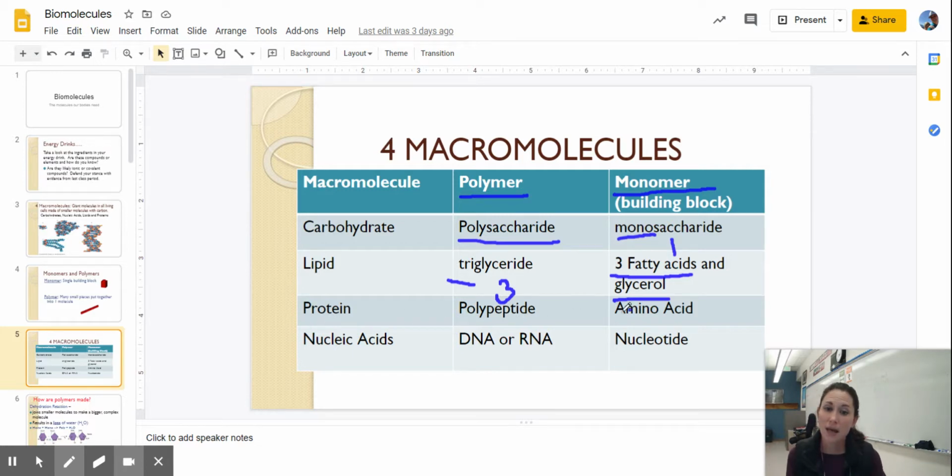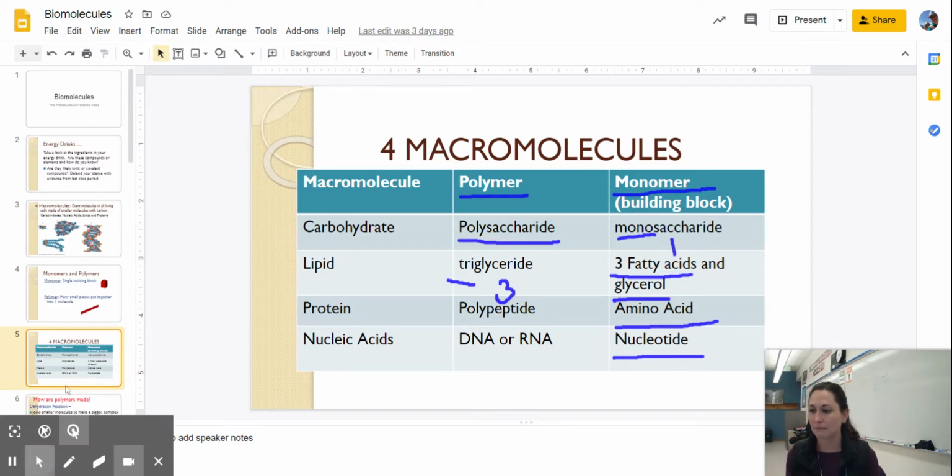For proteins, the monomer is called an amino acid, and we'll talk about those in a little while. And when we put a bunch of amino acids together, they make a polypeptide or a many protein. Peptide is a synonym for protein. And the last one are the nucleic acids. And if we look at the single building blocks of nucleic acids, there's something called a nucleotide. And when we put them all together, they make DNA or RNA.